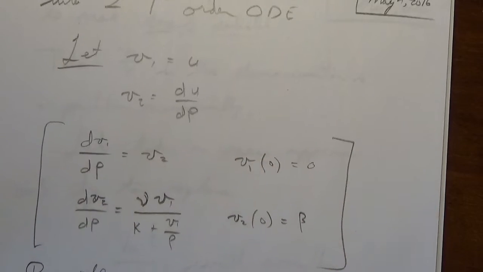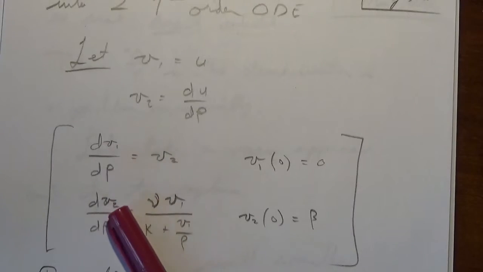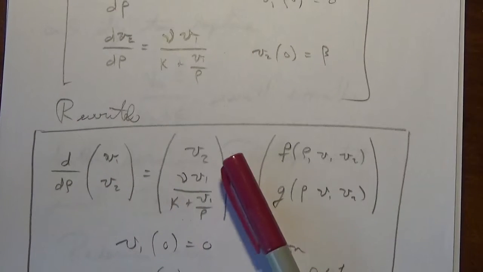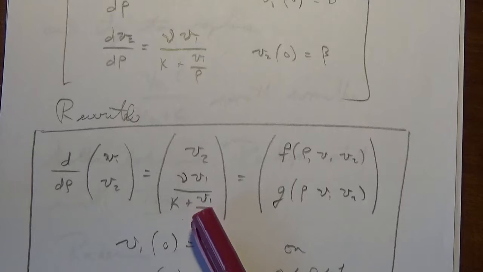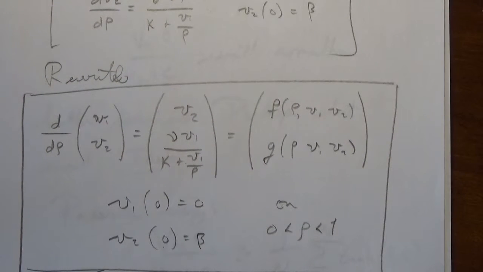We're going to rewrite this in matrix form like this. The left hand side are derivatives, so we get the derivative with respect to rho of V1 and V2 is equal to V2 and then this non-homogeneous term, which is our new V1 kappa plus V1 over rho. Great, that's what we want, and it's what we need in order to be able to solve with Runge-Kutta fourth order.